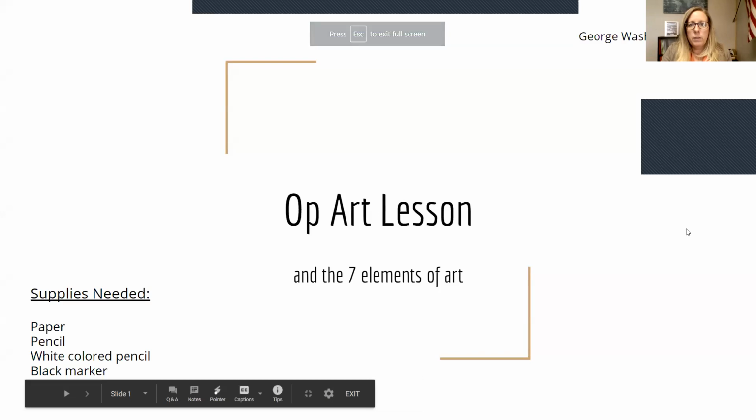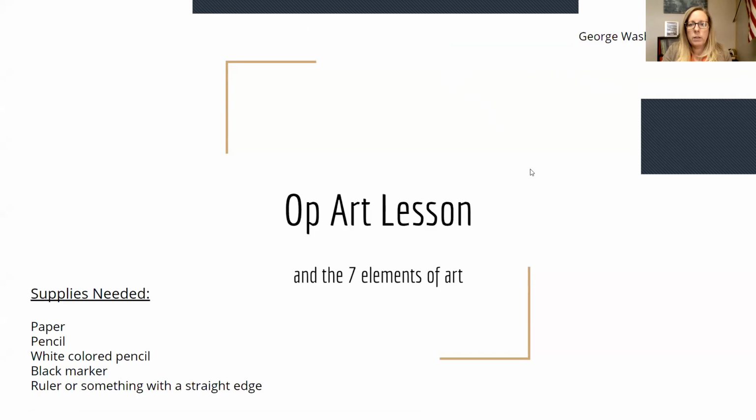So first off, we're going to be doing an op art lesson, and I'm going to go over a little bit of the 7 elements of art. But first, the supplies that you're going to need for this project are a piece of paper. Doesn't matter really what size, as long as it's not too small. It doesn't have to be a certain shape, a square, rectangle. A pencil, a white colored pencil, a black marker, and then a ruler or something with a straight edge that'll help you draw straight lines.